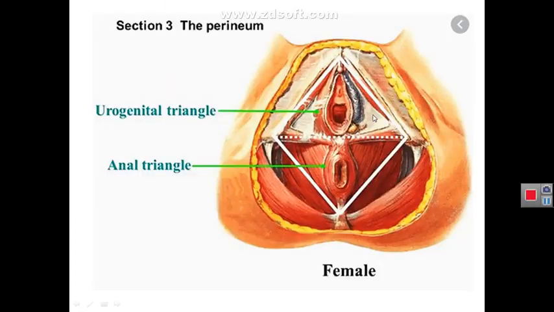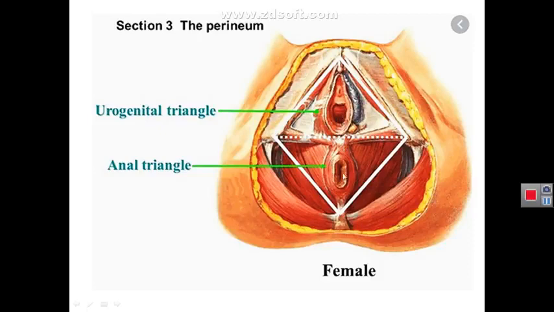And this figure also shows this subdivision of the perineum by the imaginary interischial transverse line. The anterior triangle is called urogenital, while the posterior is called anal. Actually, the anterior urogenital triangle in female contains the external genitalia of female. And in male, it contains part of the external genitalia, which is the root of the penis, in addition to part of the scrotum. Not all of the scrotum is here, but in female, it contains the whole external genitalia.